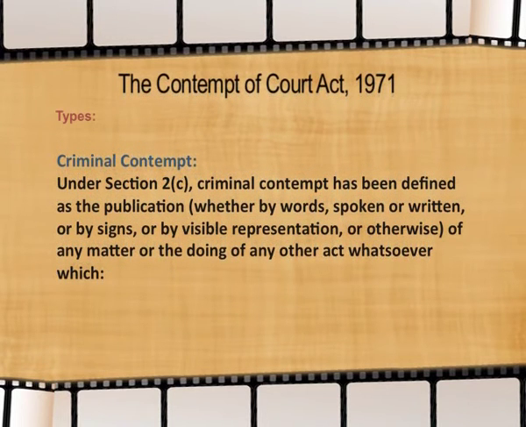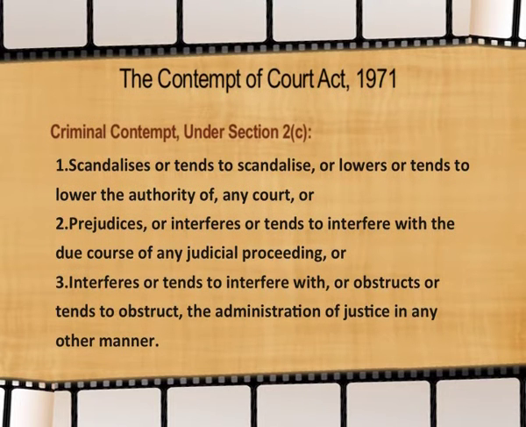The second type is criminal contempt. Under Section 2C of the Indian Contempt Law, criminal contempt has been defined as the publication, whether by words, spoken or written, or by signs or by visible representations, or otherwise, of any matter or the doing of any other act which, number 1, scandalizes or tends to scandalize, or lowers or tends to lower the authority of any court, or prejudices or interferes or tends to interfere with the due course of any judicial proceedings, or interferes or tends to interfere with, or obstructs or tends to obstruct the administration of justice in any other matter.